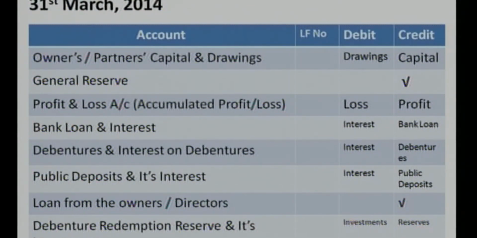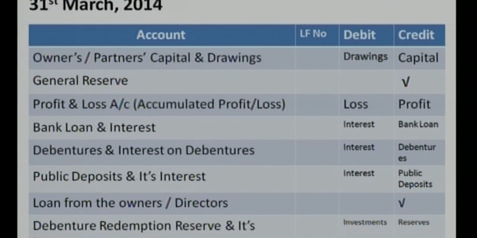Account number 1, the owner's or the partners' capital and the drawings. If it is the capital, then the capital bears the credit balance, but if it is the withdrawal or the drawings of the owners, then it will have the debit balance. So with the help of this information we may decide that if it is the capital account, it bears the credit balance, and if it is the drawing or the withdrawal from the capital invested by the owners, then it bears the debit balance.